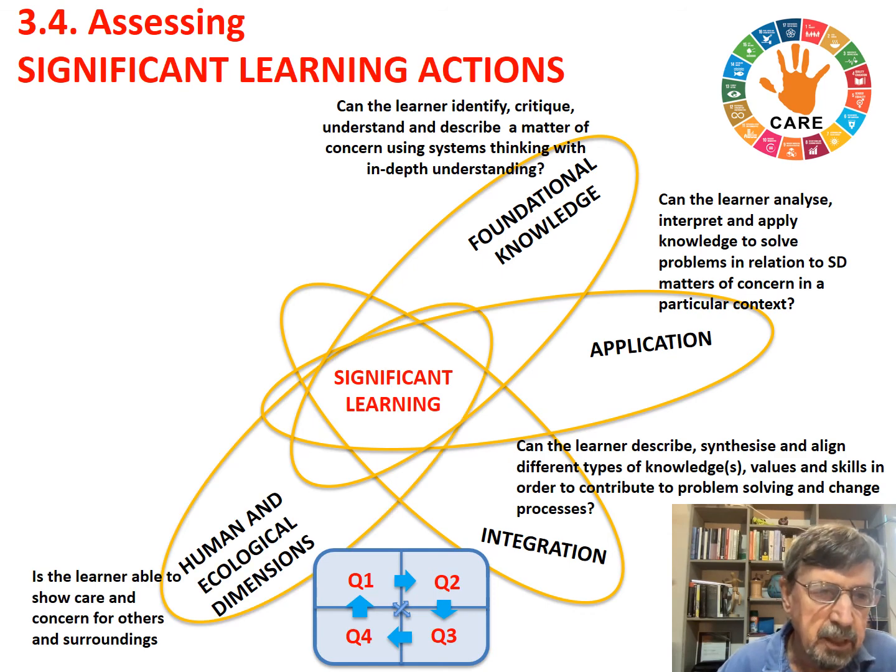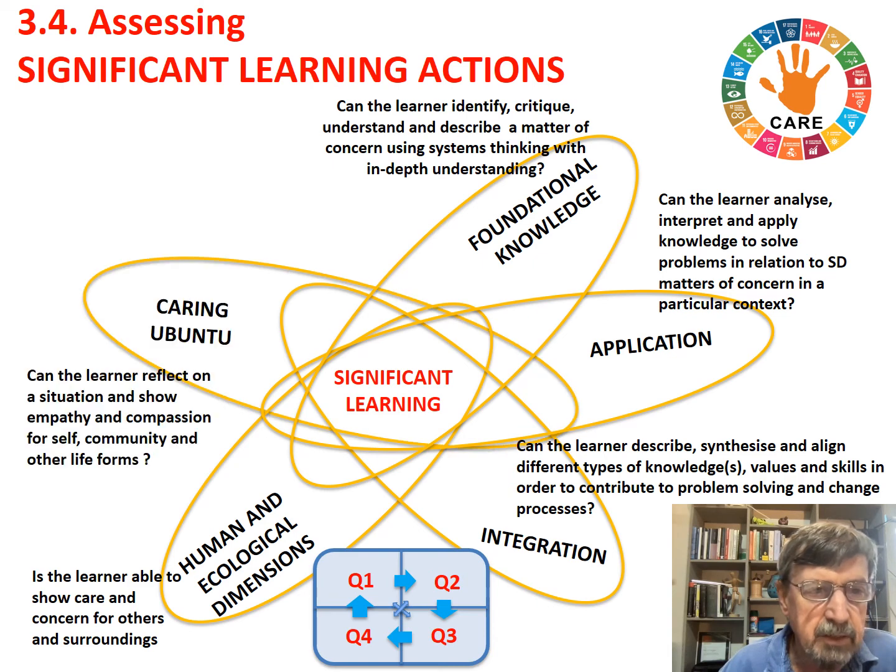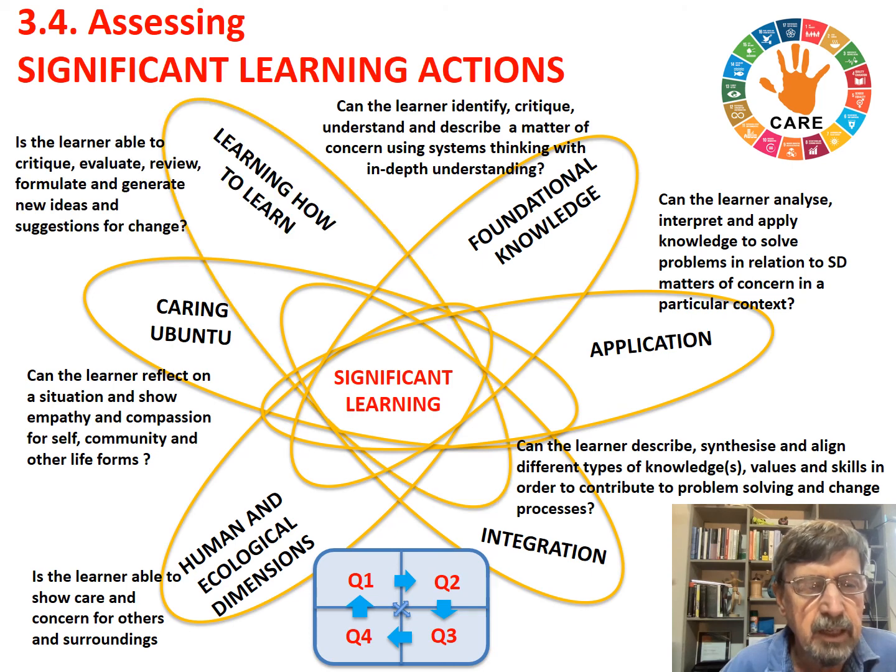Human and ecological dimensions. Can the learner show care and concern to others and surroundings? And the cultural dimensions of caring ethics. Can the learner reflect on a situation and show empathy and compassion for self, community, and other life forms? And then finally, learning how to learn. Is the learner able to critique, evaluate, review, formulate, and generate new ideas, suggestions for change?